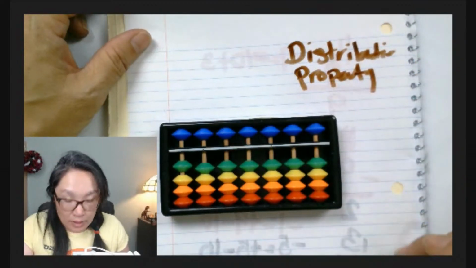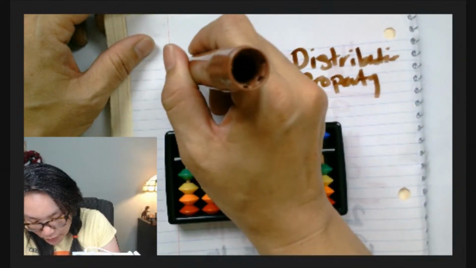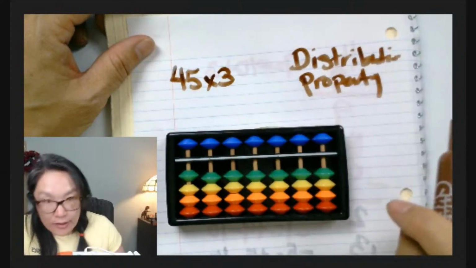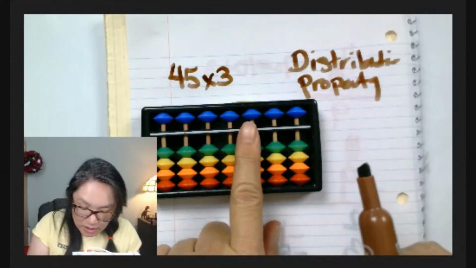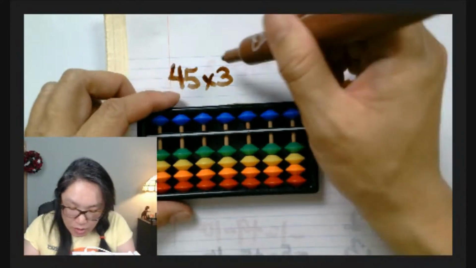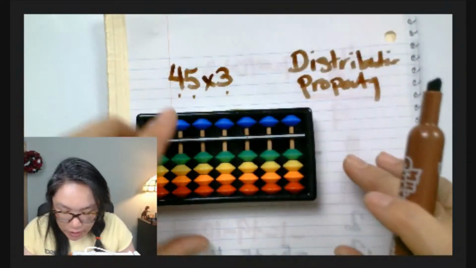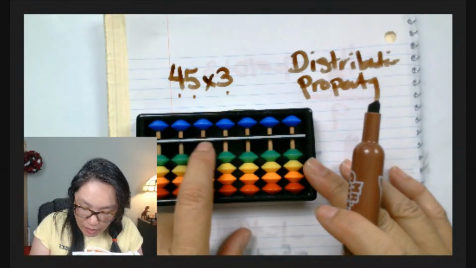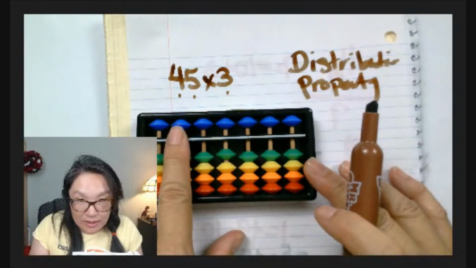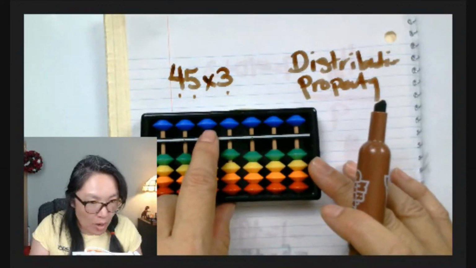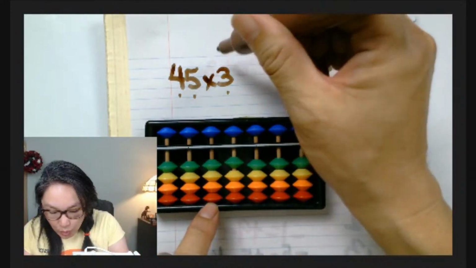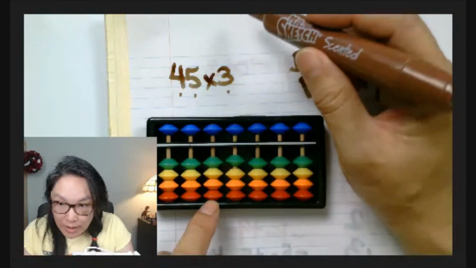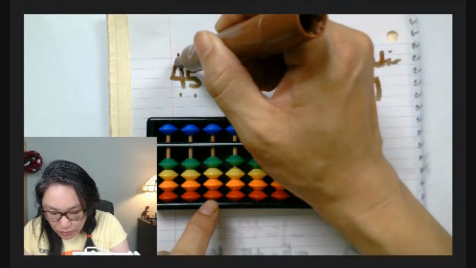Distributive property. Now, what does that mean? Well, we have our question, 45 times 3. The first thing we're going to do is understand where our starting point is, because we need to know where our answer is going to lie. When we count it, 1, 2, 3, I know that my answer is going to be somewhere around here. It's a ballpark. When we multiply, we always go left to right.